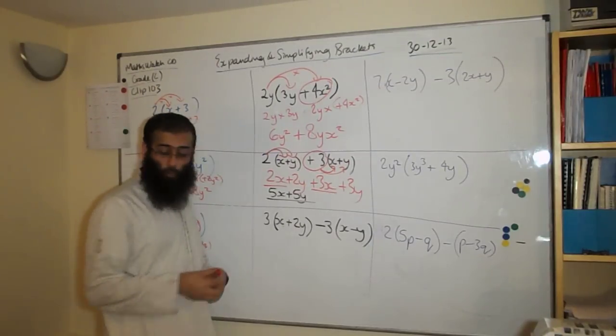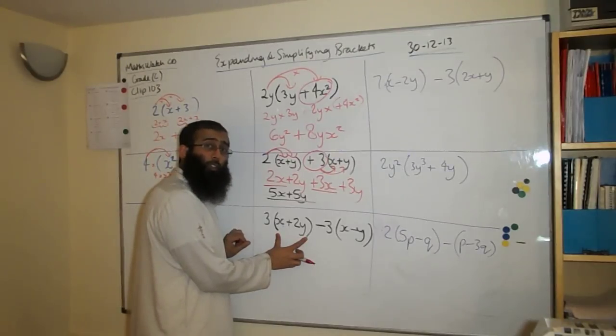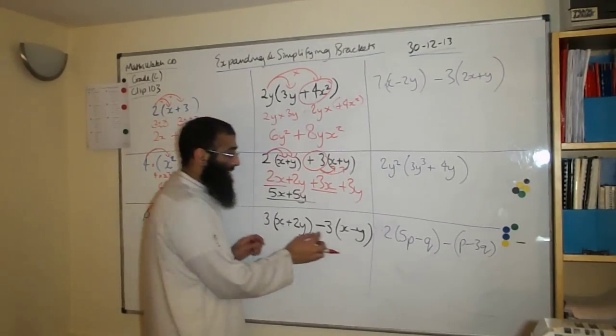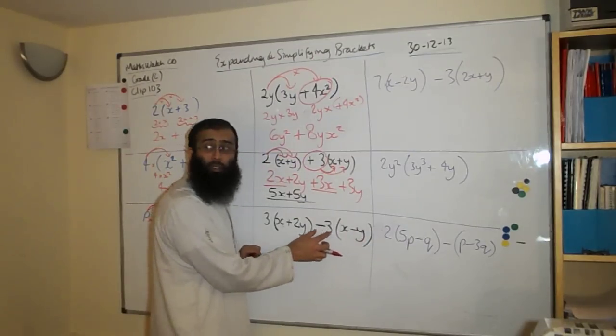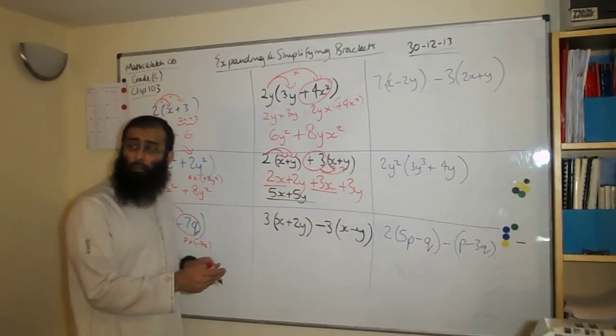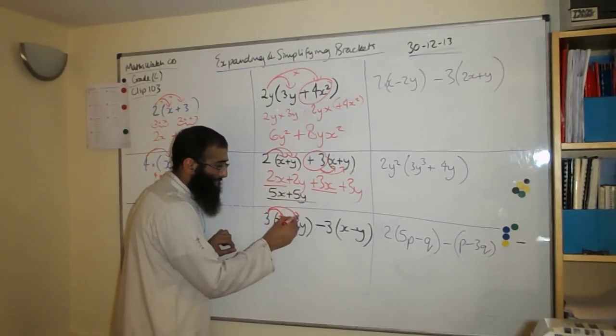Okay, let's have a look at this bottom one here. We have x plus 2y inside the first bracket multiplied by 3, and then we have the second bracket x minus y being multiplied by minus 3. Okay, ready for that one? So let's do the same again. So start with the 3. We have to multiply everything inside.